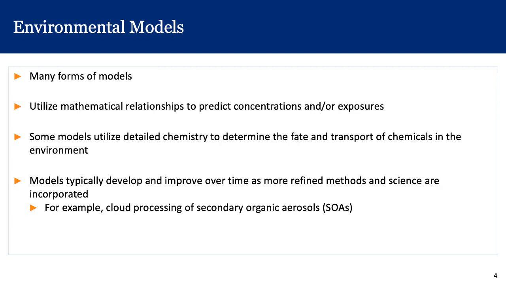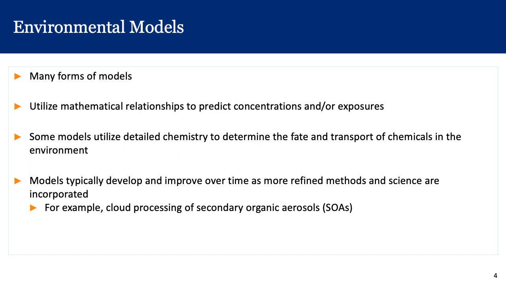There are many types of environmental models that exist today. The increase in computing power over recent decades has really increased the sophistication of computer models that can be utilized to model exposures in the environment. Of course, they utilize mathematical relationships to predict concentrations and exposures. Some models out there now that have been developed, especially by EPA, have incorporated detailed chemistry models that can also evaluate the fate and transport and change in chemicals as they move and exist in the environment.